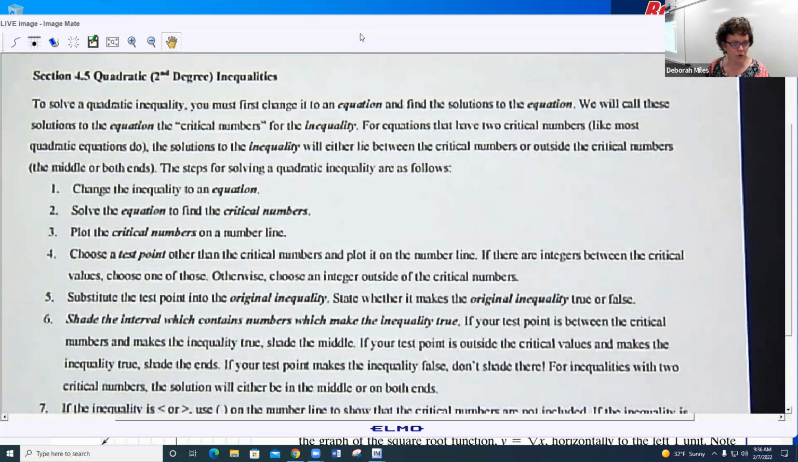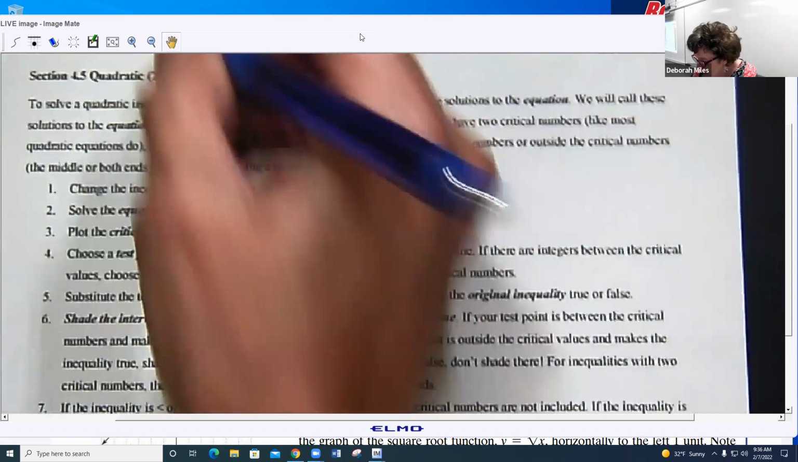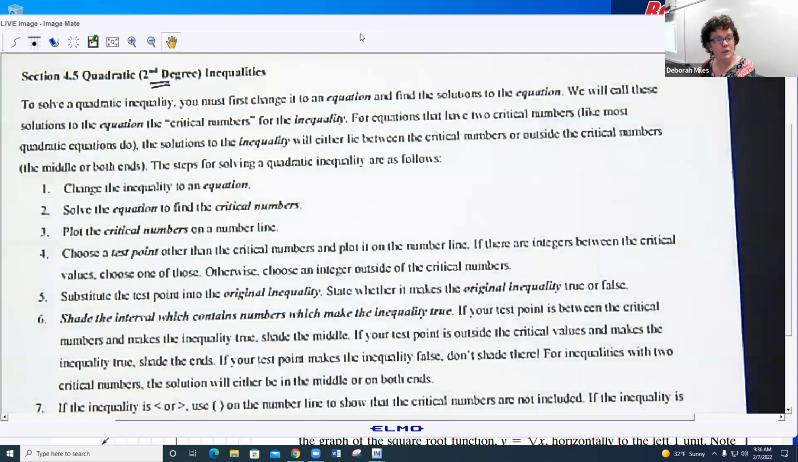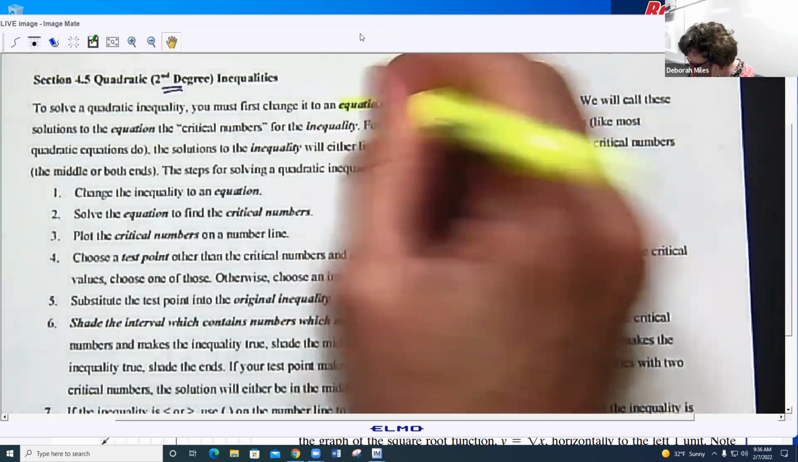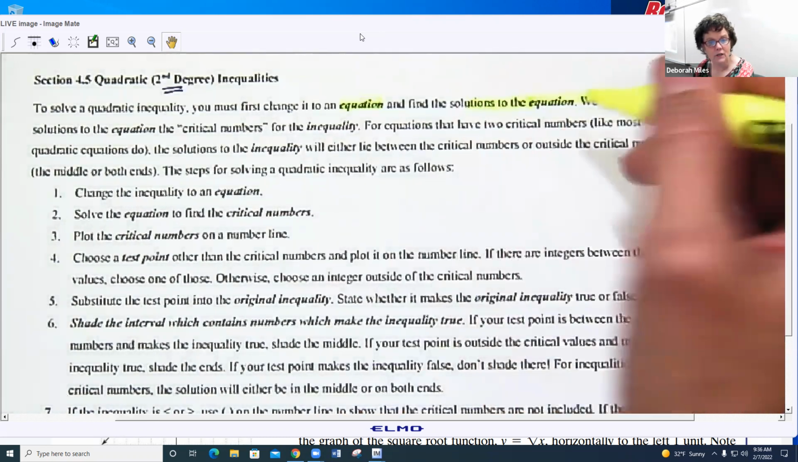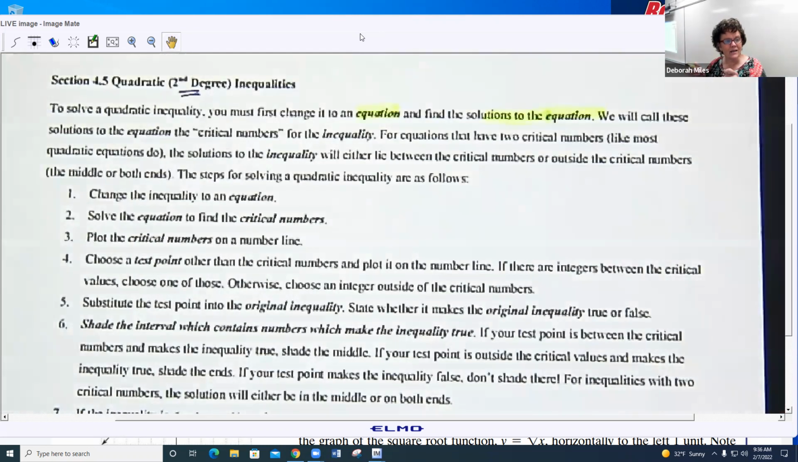You can't make up your own process for this. To solve a quadratic or second degree inequality, you must first change it to an equation and find solutions to the equation. You solve the equation, and those numbers, the solutions to the equation, are called the critical numbers for the inequality. I'll tell you why in just a jiffy.